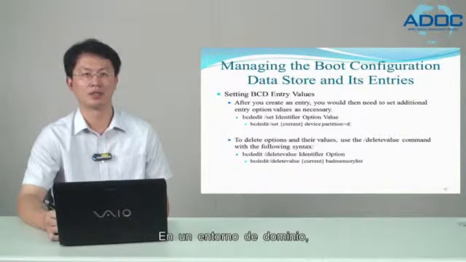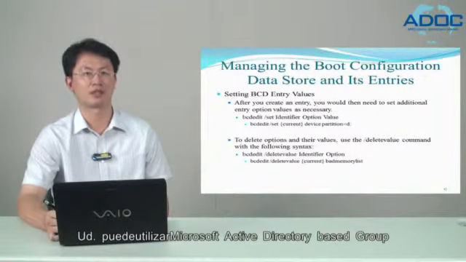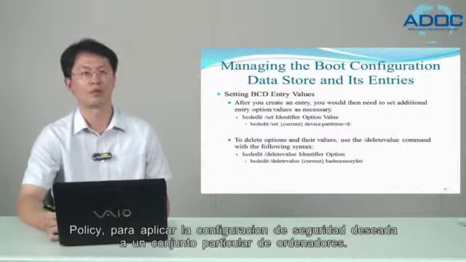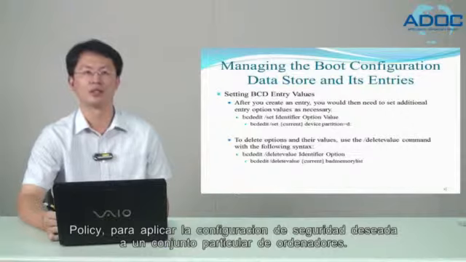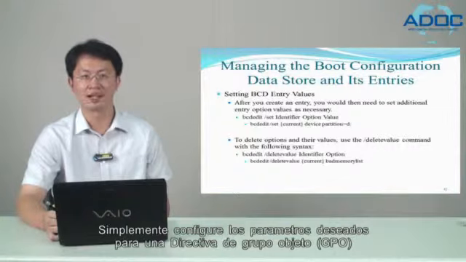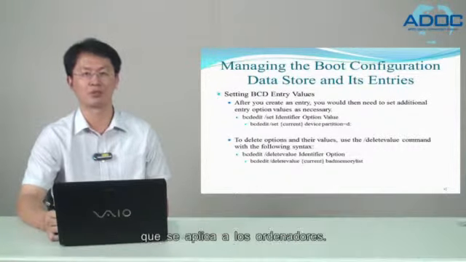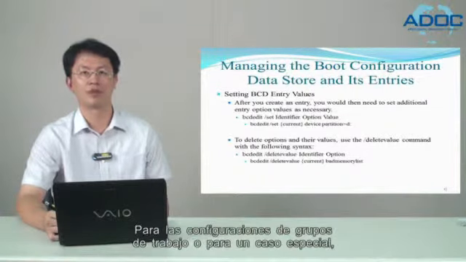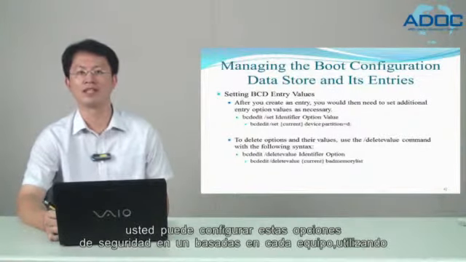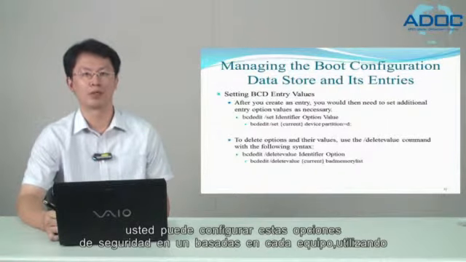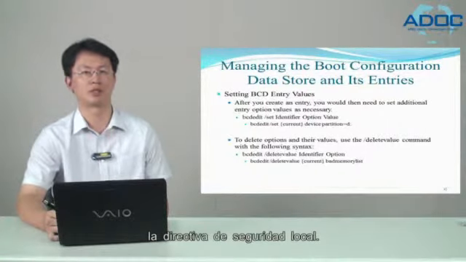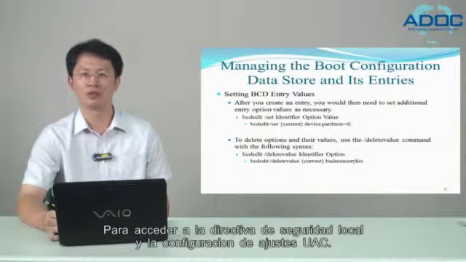In a domain environment, you can use Microsoft Active Directory-based Group Policy to apply the desired security configuration to a particular set of computers. Simply configure the desired settings in a Group Policy Object (GPO) that applies to those computers. For special cases, you can configure these security settings on a per-computer basis using Local Security Policy.